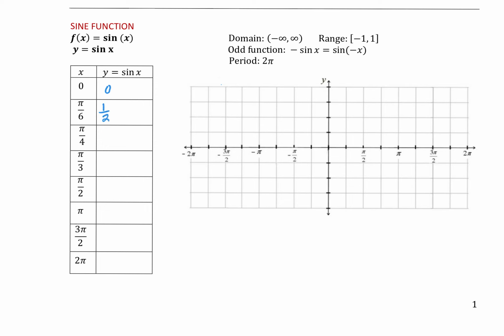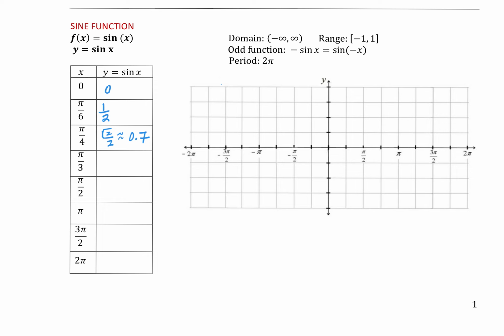And I'm leaving a little bit of space, and I'll show you why in just a second. At pi over 4, sine is square root 2 over 2. But I want to graph that, so I'm going to approximate this in my calculator to 1 decimal place, and it comes out at approximately 0.7. It's hard for me to guesstimate where square root of 2 over 2 lies.